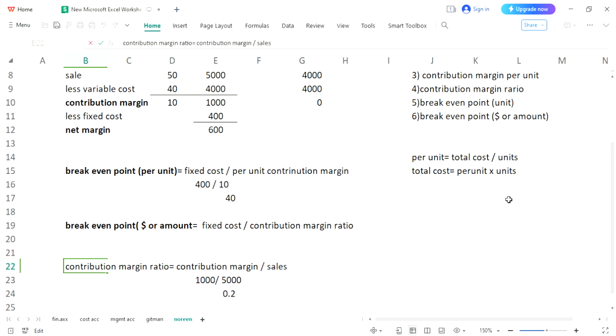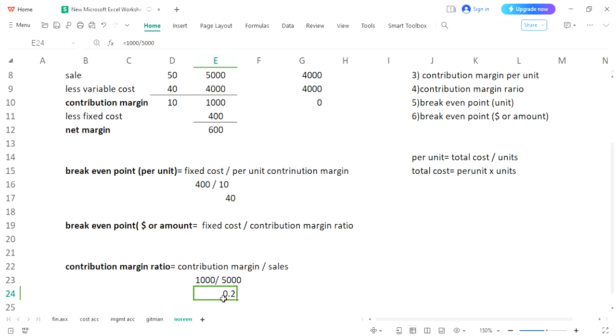Contribution margin ratio, how would we calculate it? For that you need total contribution margin, and you will divide it by sales. So this 0.2 would be considered as your contribution margin ratio. So you will go back and write the amounts for the above formula.